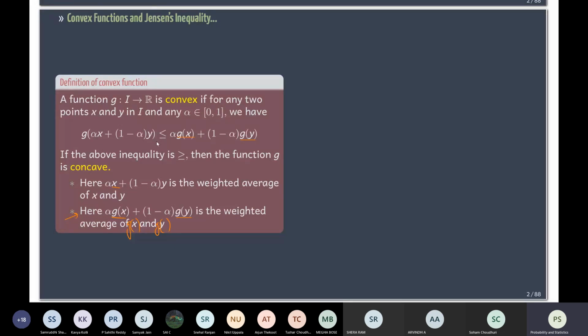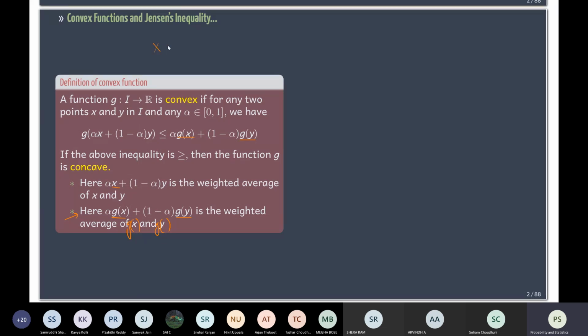So what does average mean in the random variable case? They are like expectation, right? So if I see g of x as a function of a random variable, and g of y also as a function of a random variable, which itself is a random variable, then it seems like I'm taking an expectation of g of x here. And here it seems like I'm taking g of the expectation of the random variable that takes values x and y. So this is how we can visualize this.